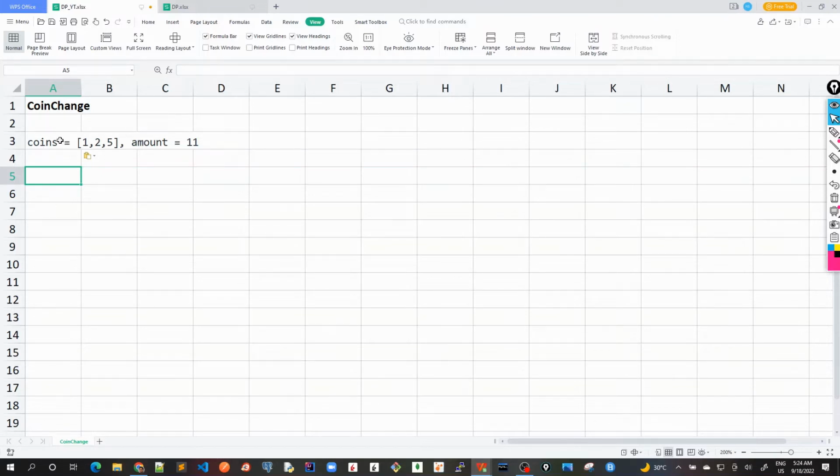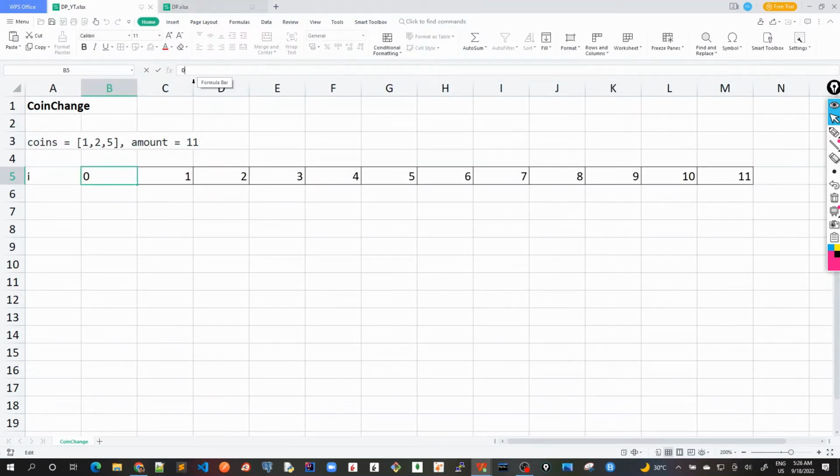We can see that there are two variables here, coins and amount. So let me break down this amount first. I will take the index i, which will denote the amount, starting from 0. We have an amount of 11, so it would be 0 to 11. So here we have i, or the amount, which is associated with 11. We have broken down this amount into 0, 1, 2 till 11.